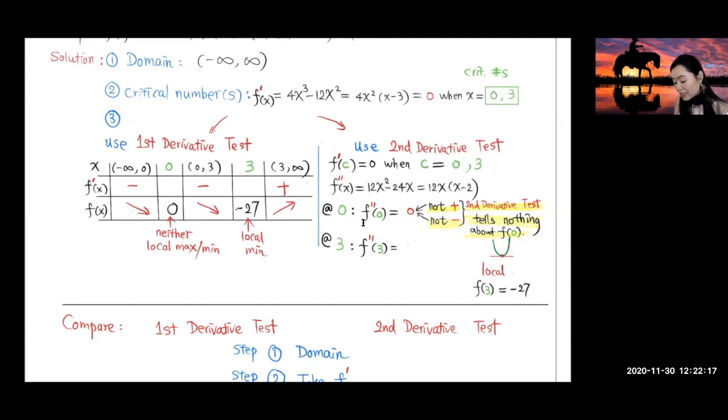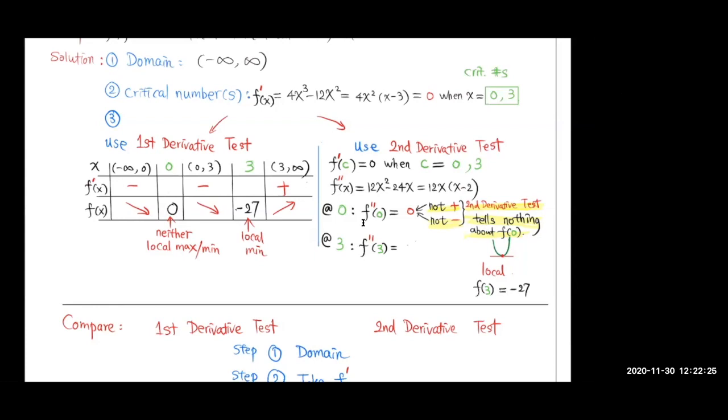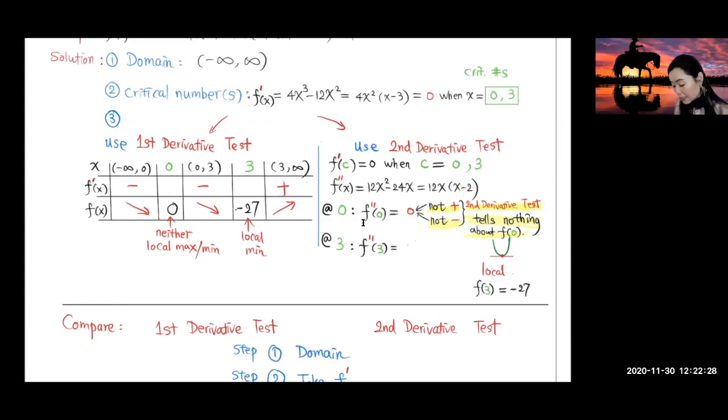Now what about 3? For the second derivative, substitute 3 into x over here. We will have positive times positive, so it's positive. So the second derivative is positive at 3. So near this point, the graph will be concave up. So this will be a local min. Then some people will ask, when do you use the second derivative test? You use the second derivative test when it's easier to take the second derivative, and the second derivative is not going to be equal to 0 at those numbers. Then that will be useful.